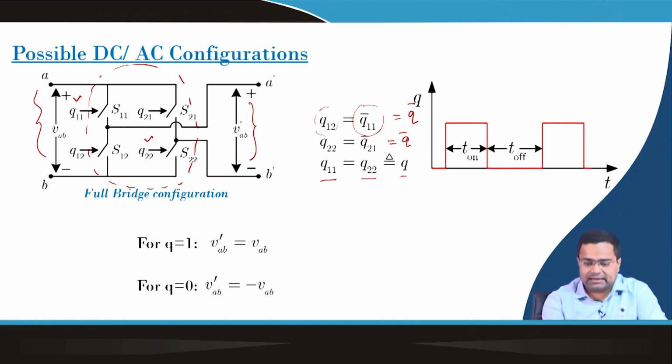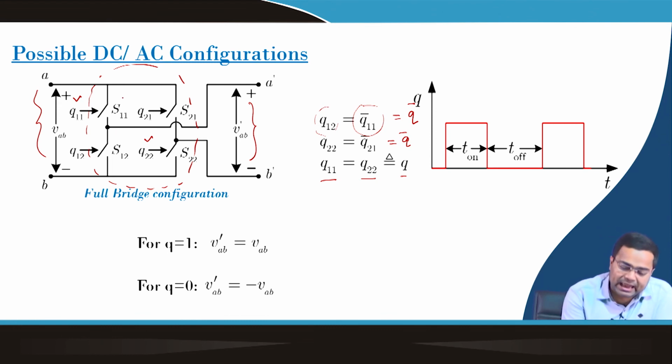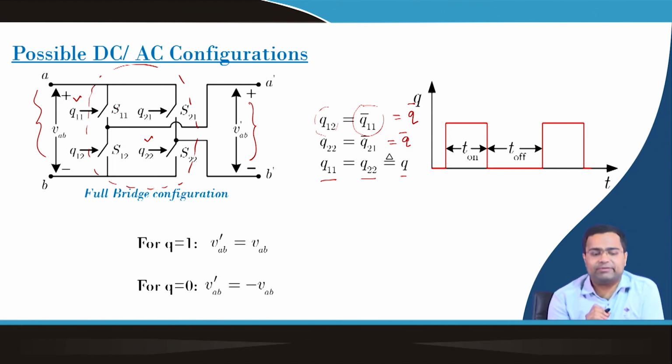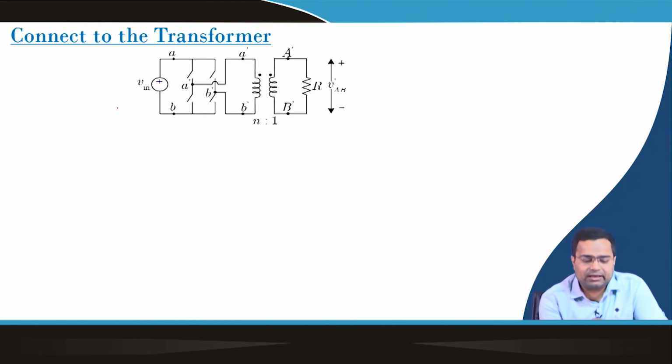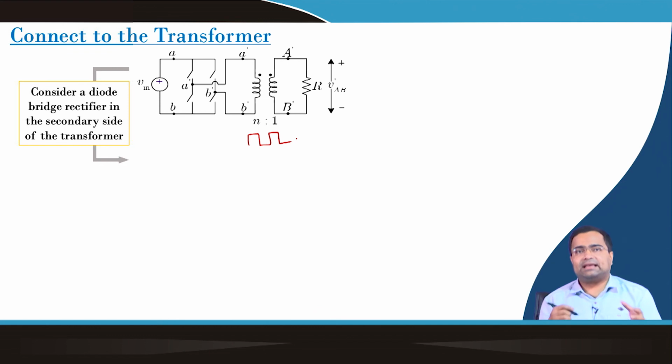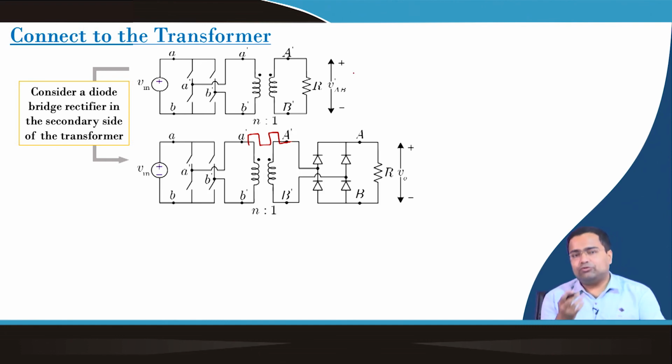It is not necessary that these two switches be operated using the same gate signal, but it is necessary that S11 and S12 must be complementary. So, we can operate them to generate a quasi-square wave also. In this case, we are talking about a square wave, which will pass through this transformer, but on the secondary side we have connected a resistive load. That means the resistive load will see a pulsating voltage with positive and negative polarity, that is VAB dash. So, we need to use a diode.